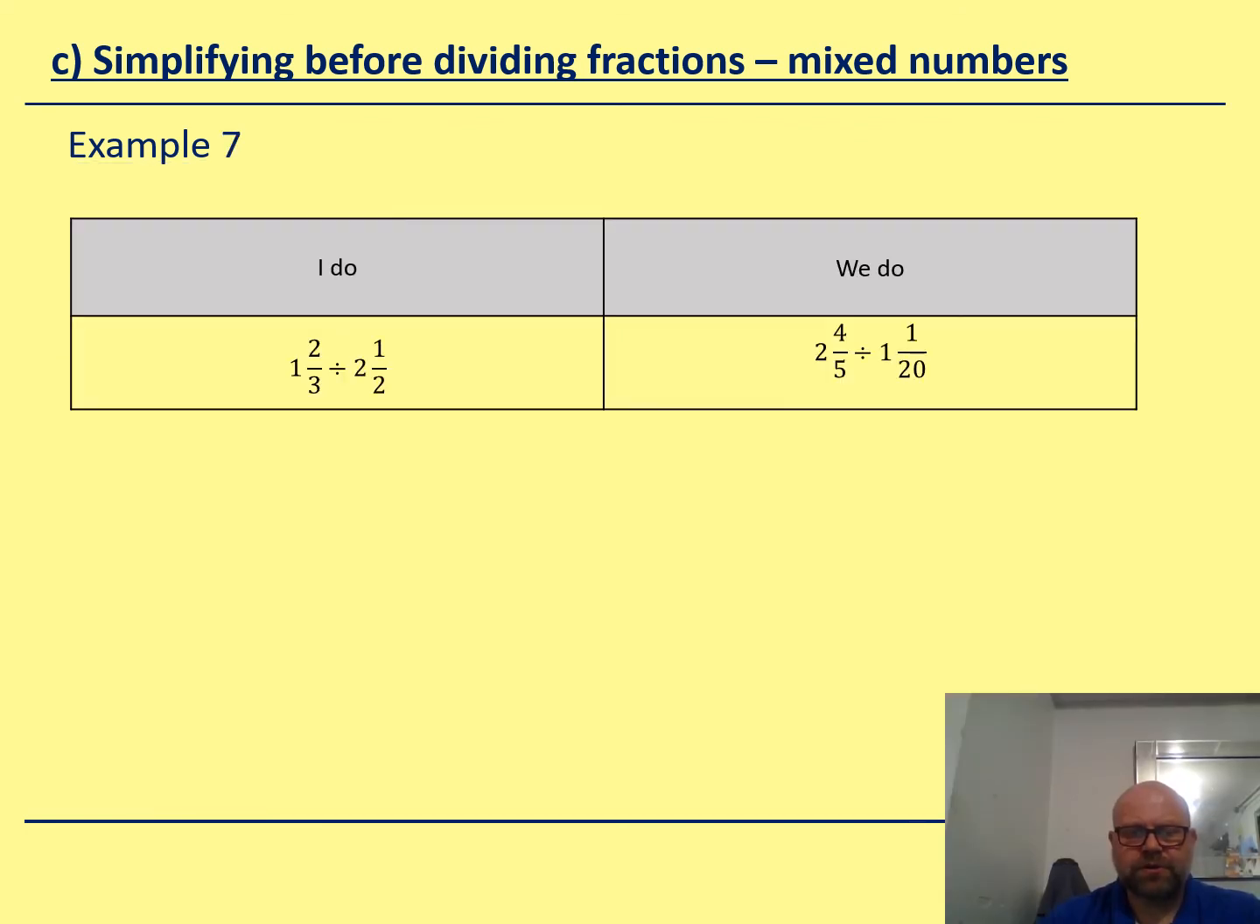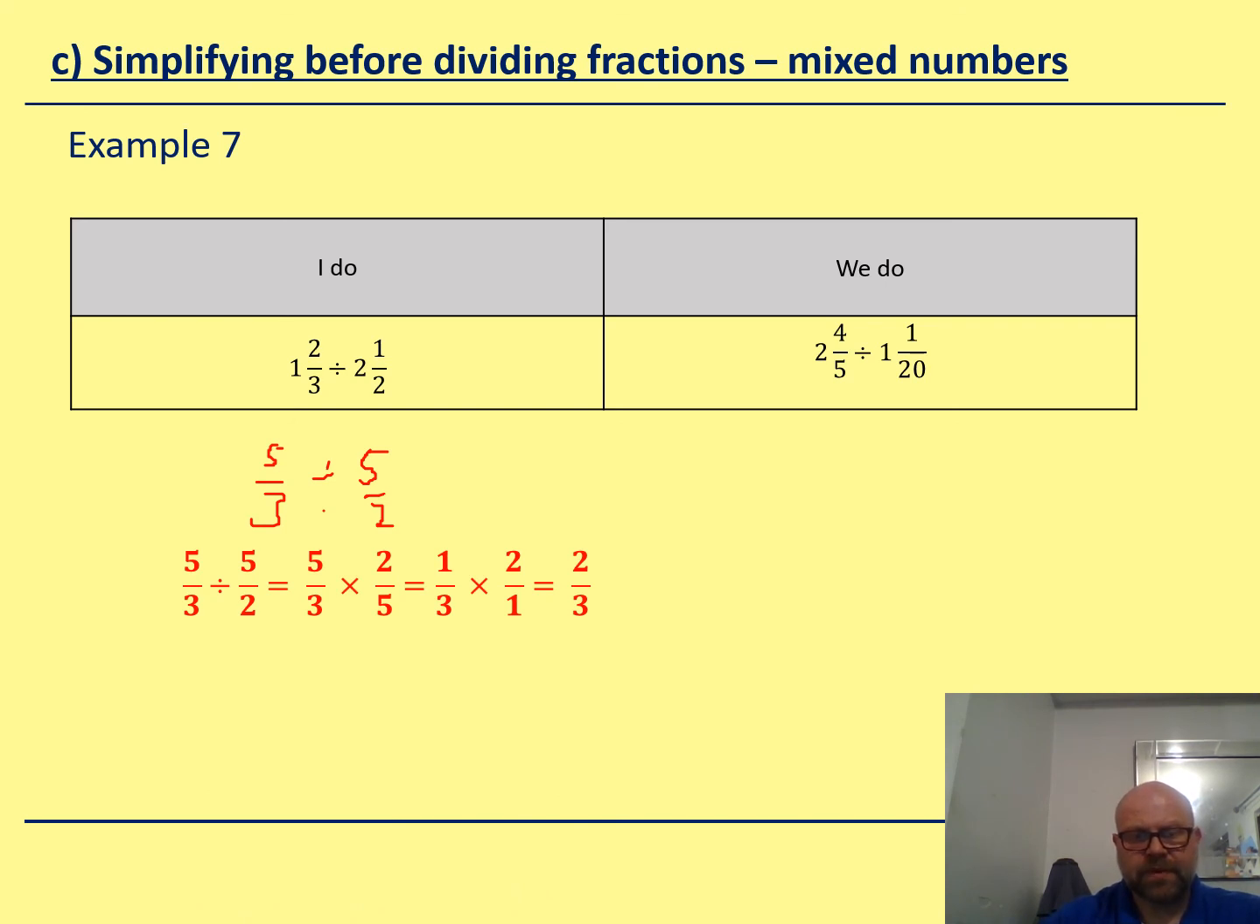We've got 1 and 2/3 divided by 2 and 1/2. So that's going to be 5 over 3 divided by 5 over 2. Now we're going to keep the first, flip the second, and change the sign. Keep, flip, change. Right, now look, the 5 cancels with the 5. So you've got 1 times 2 is 2, and 3 times 1 is 3, so the answer is 2/3.